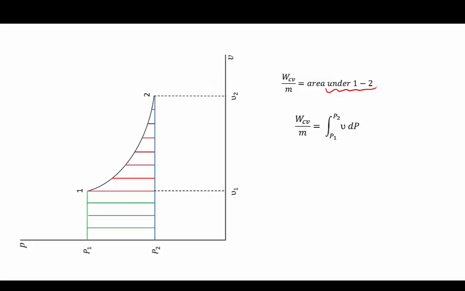What is the height? The height this time is nu. And what is the length? The length this time is pressure. However, nu, the height, is not constant. So what do we do? We change multiplication to integration. So that's why this equation becomes the integral of nu dP. Nu is specific volume, P is pressure. P1 is initial pressure, and P2 is final pressure. And this gives you WCV per unit mass. We will use this equation quite often in Chapter 8.